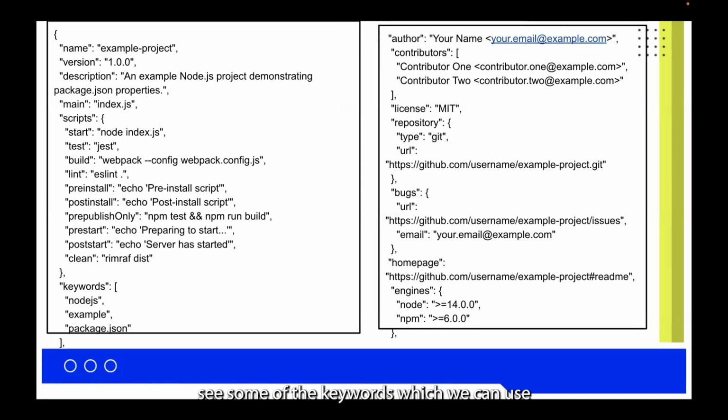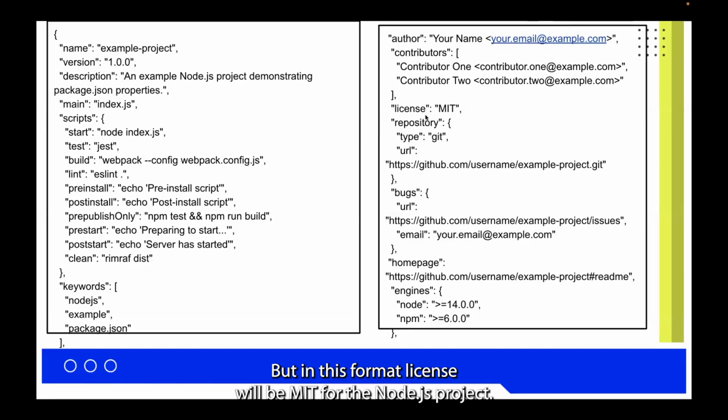Some of the keywords which we can use are Node.js, examples, package.json. If we are going to have dependencies and dev dependencies, or a number of line names, we can add them as keywords. For author, your name and then your email ID, and you can even add your mobile number, another email ID, another mobile number, separated by spaces. For contributors, we can add multiple contributors line by line in this format.